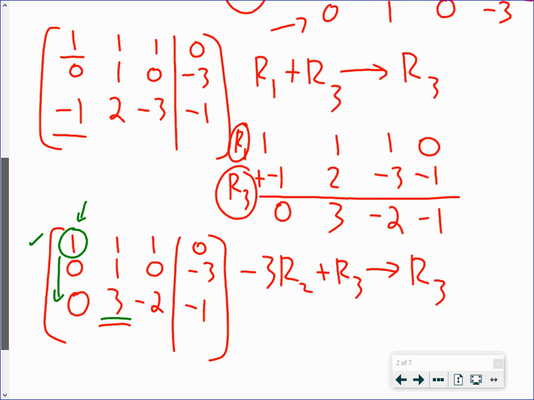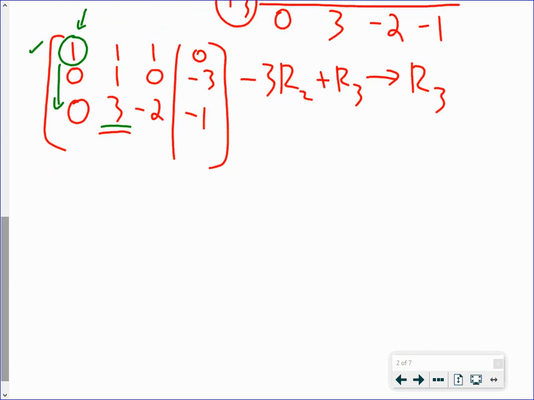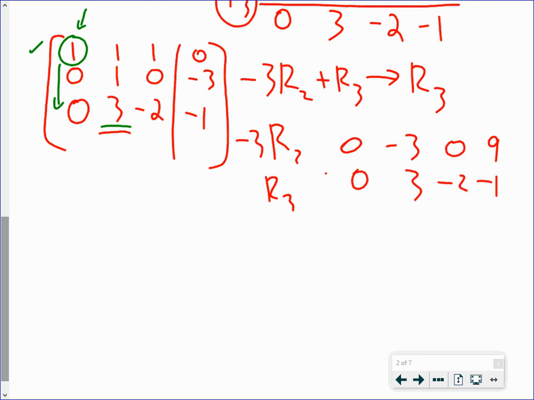So let's go ahead and multiply. I'm going to multiply row 2 by negative 3. That gives me negative 3 times row 2 gives me 0, negative 3, 0, positive 9. And row 3 just gives me 0, positive 3, negative 2, and negative 1. I'm going to be adding these together. So 0 plus 0 is 0. Negative 3 plus 3 is 0. 0 plus negative 2 is negative 2. And 9 plus negative 1 is positive 8. That's my new row 3.